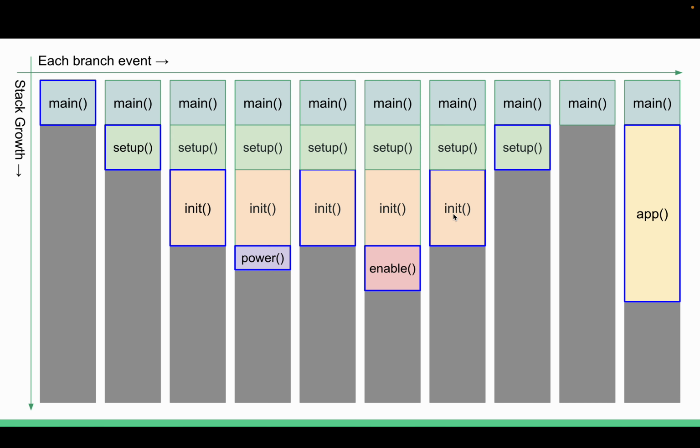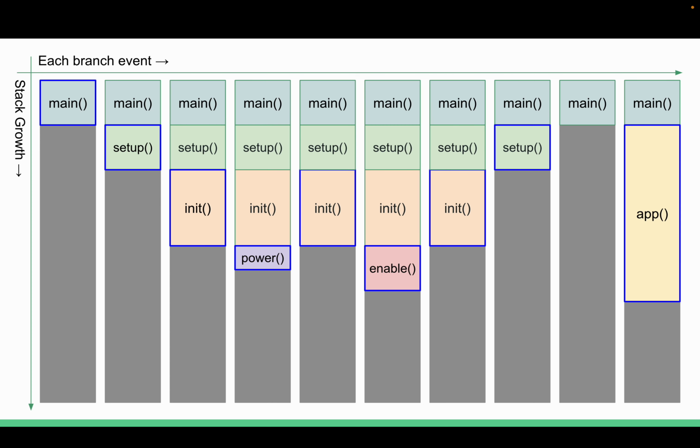Then we go back down to init, do whatever work we need to do there. Then we call back to setup. Then we go back to main, and main goes, oh, I have everything ready that I need to do. Then it calls app, which takes up a lot of memory. That is how a stack grows and then shrinks depending on all the different functions there. This is important because it's going to lead into our next item here, which is what's wrong with this code?